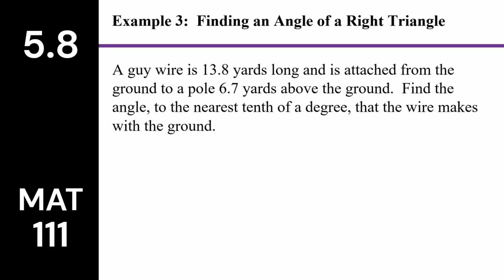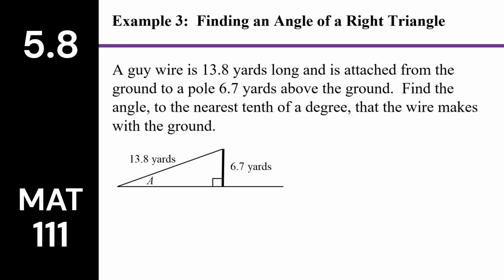A guy wire that is 13.8 yards long is attached to a pole 6.7 yards up. We want to find the angle to the nearest tenth of a degree that the wire makes with the ground. We can draw the pole in the ground, and that makes a right angle. The wire is attached from the pole to the ground, and it's 13.8 yards long, and is attached at a height of 6.7 yards.